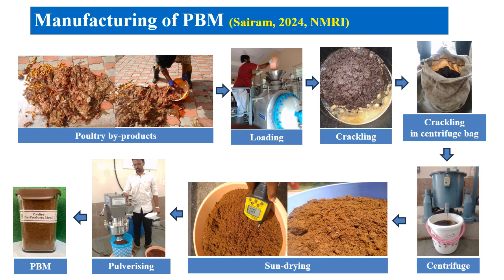One of my students has done his master's work in the National Meat Research Institute in Hyderabad. We can see that poultry byproducts mixed together are loaded in a rendering machine, and then it is processed and the fat is separated, and the solid part is dried and made into meal. In this picture we can see the poultry byproducts meal, which we have used for making a poultry snack or poultry treat.